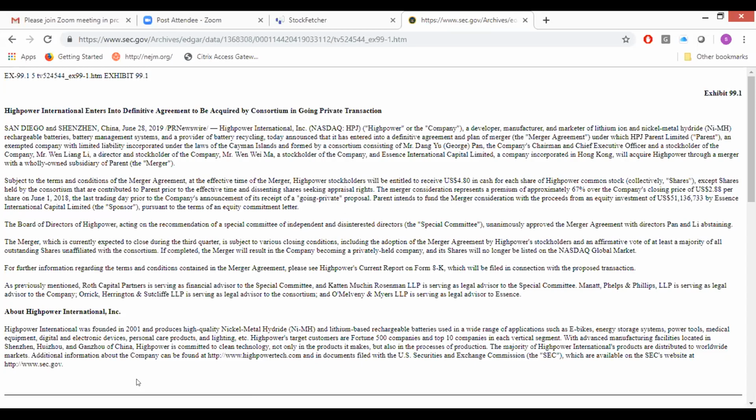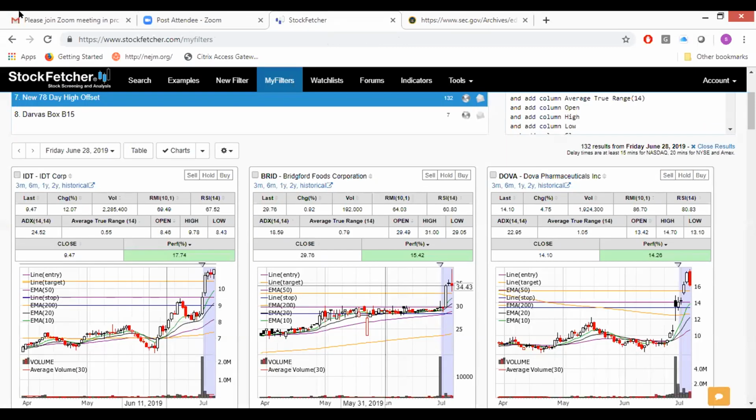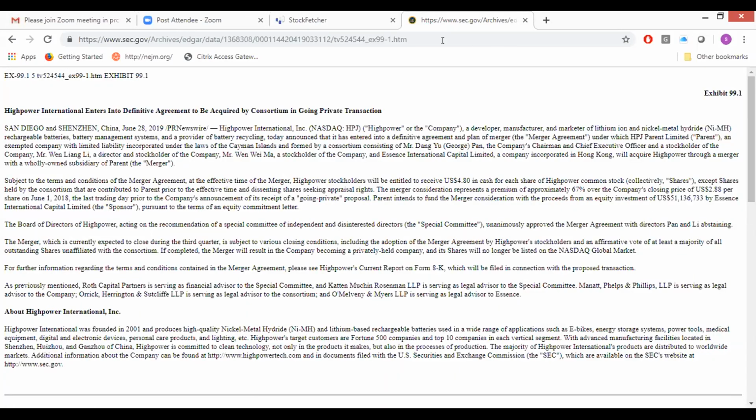Okay. Subject to terms and conditions, at the effective time of the merger, High Power stockholders will be entitled to receive $4.80. What's the price now? In cash for each share of High Power common stock. So they are going to pay $4.80. Today is $4.50. So you only have 30 cents. And then they're going to stop trading, right? Yes. So it's too much risk. Yeah, it's too late for 30 cents.